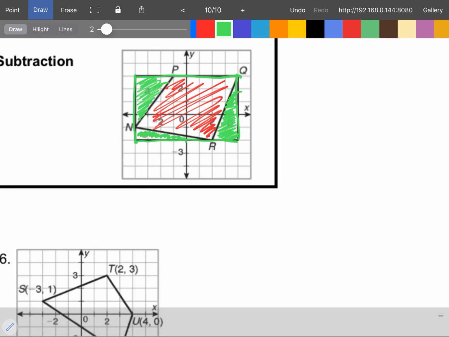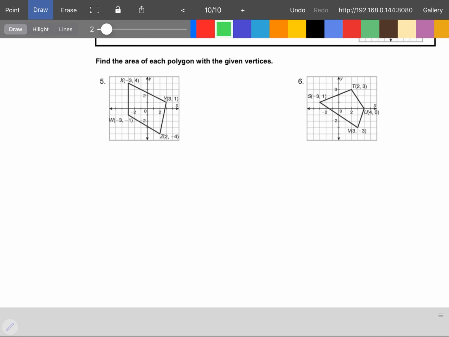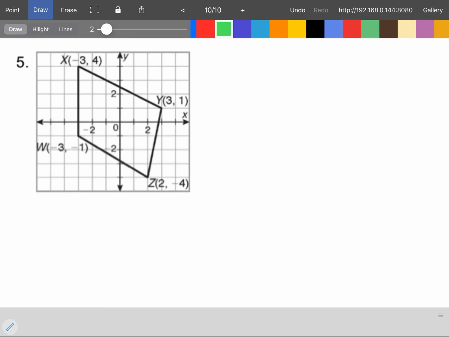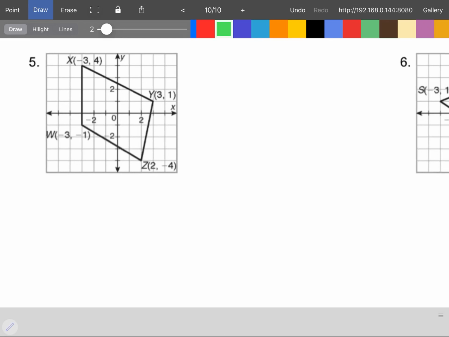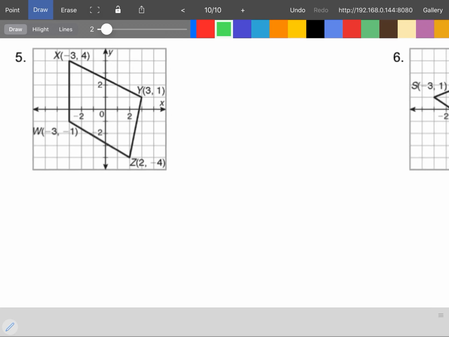So let's see if we can do this for example, what are we on here? So let's go to example 5. All right, here we go. So we got to draw a rectangle that goes through all 4 corners, okay? So I guess I'll do that in green again. So I'm going to draw a rectangle like this.